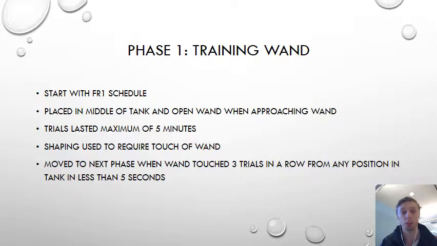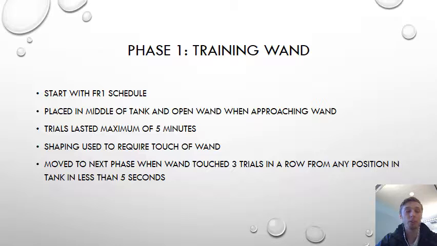So we start with the FR1 schedule, and a trial basically looked like me placing the training wand in the middle of the tank and leaving it there until the fish hopefully approached it. If he did, I opened up the food receptacle and released the food. To better record data on latency, I kept trials to a maximum of 5 minutes. So if at the end of 5 minutes he didn't approach the stick at all, I just withdrew it and started a new trial to better collect that data.